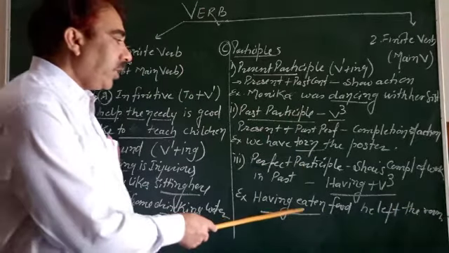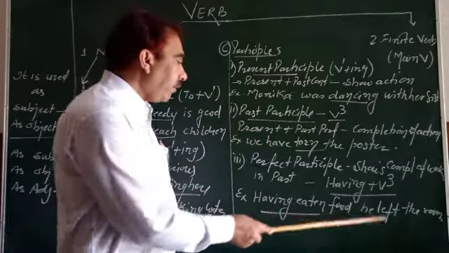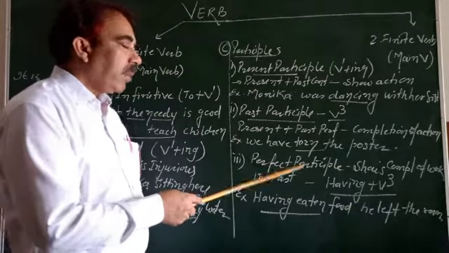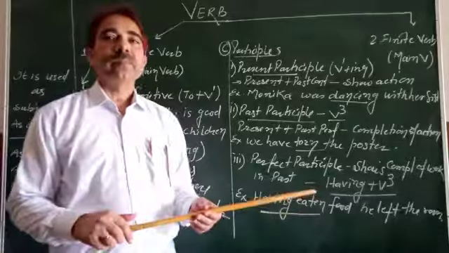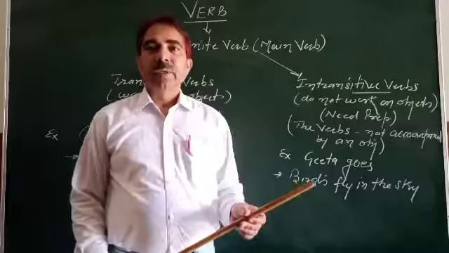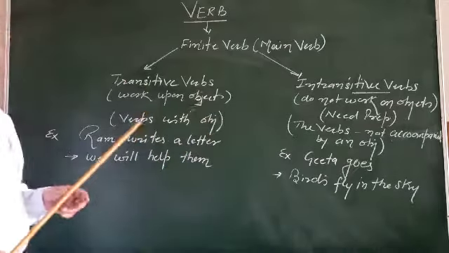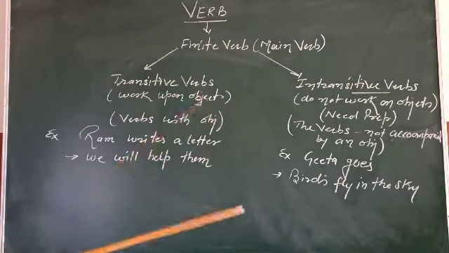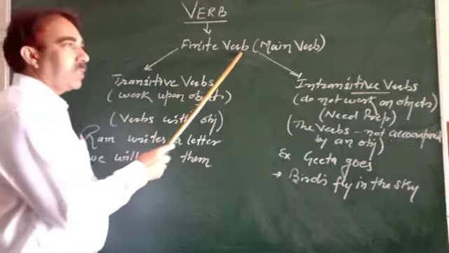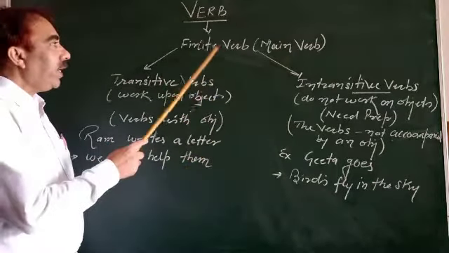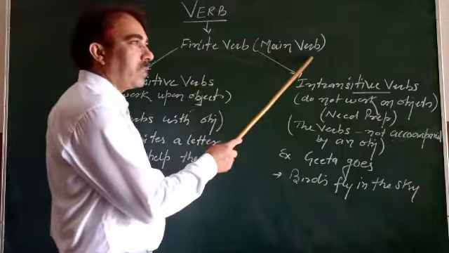Having eaten food, he left the room. So having eaten, this is what? Perfect participle. Okay, after discussing non-finite verbs, we are going to discuss finite verbs. As I have told you earlier, finite verb means main verbs.